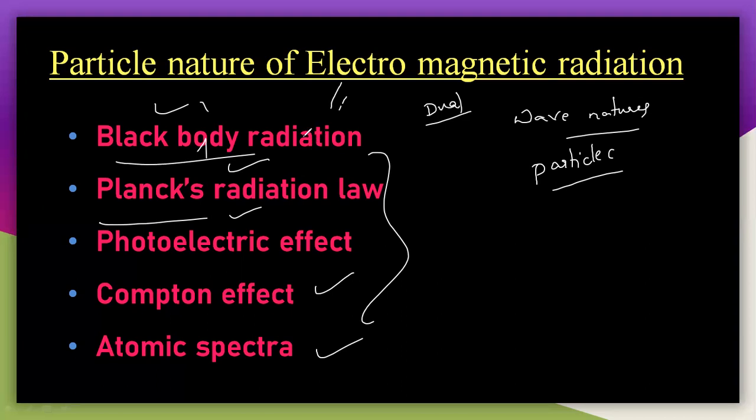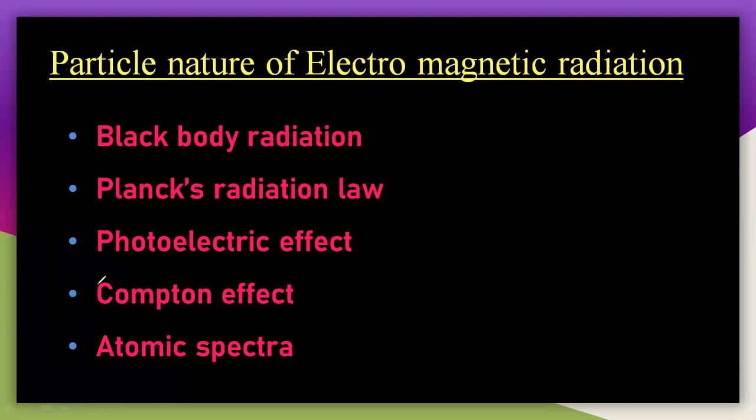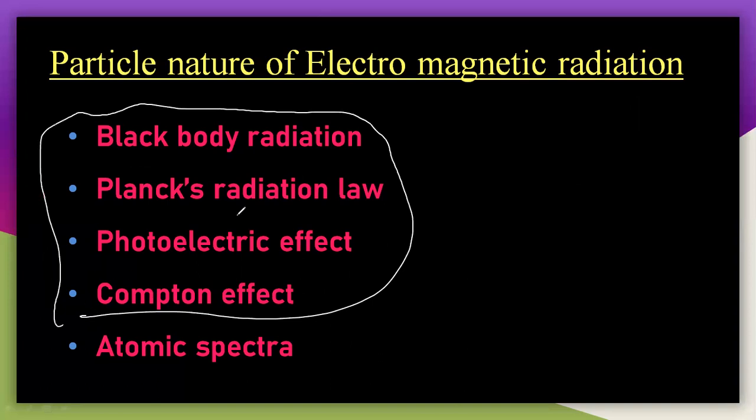So we will discuss Planck's black body, Planck. All these things are in your syllabus, except this atomic spectra. Atomic spectra is not in your syllabus. At your B.Sc level, you only have black body radiation, Planck's radiation law, photoelectric effect, and the Compton effect. So you don't have atomic spectra, even though we will see it here.